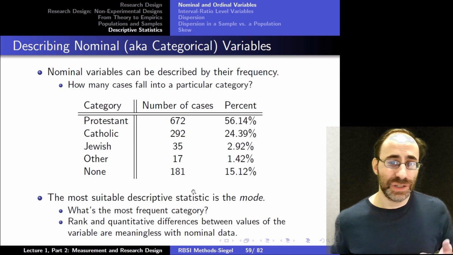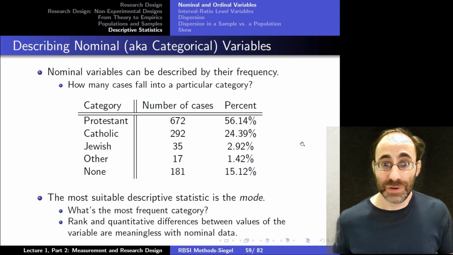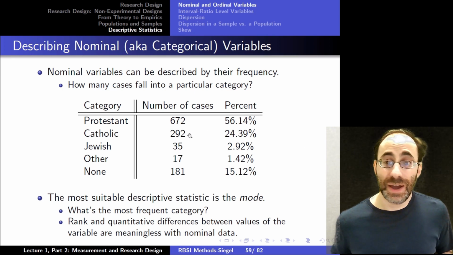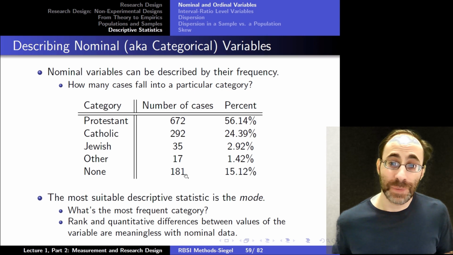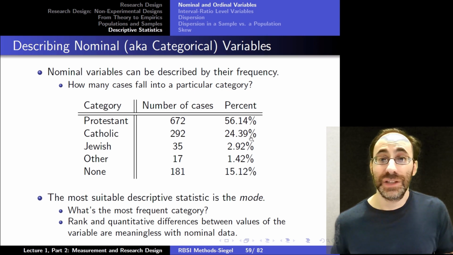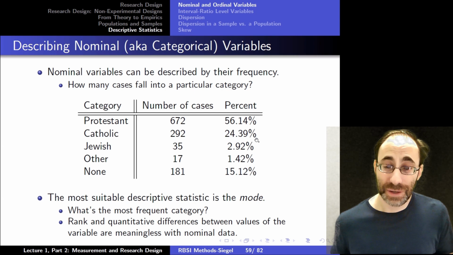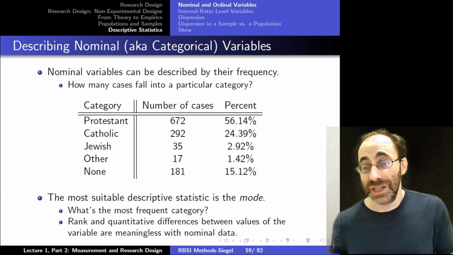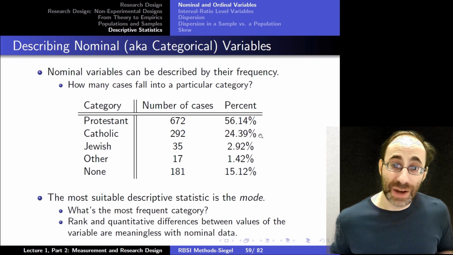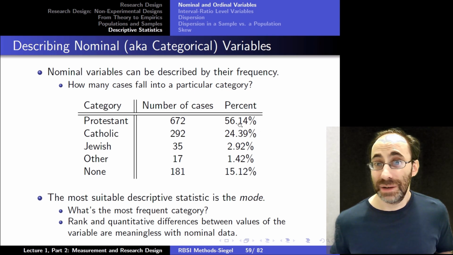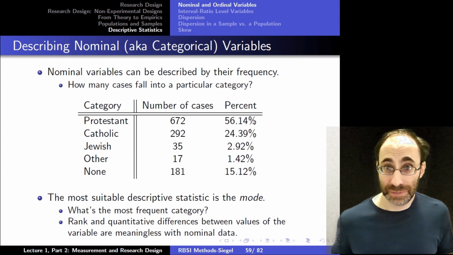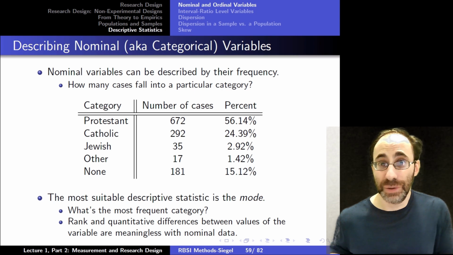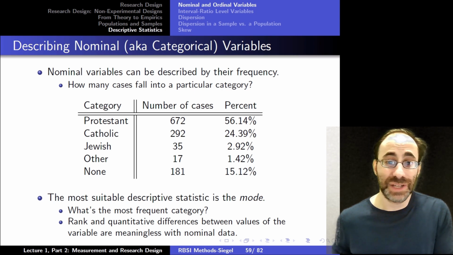So here's a different religion question from before. You have here 5 different categories, and in the second column you have the number of cases in each category out of the total, and in the last column you have the percentage of the total that falls into each category. The mode is really the only suitable descriptive statistic here, and the most frequent category is Protestant, with over half the population in that category. Now you don't have to have a majority to be the mode, you just have to have the highest frequency, the most common value, which in this case is Protestant.